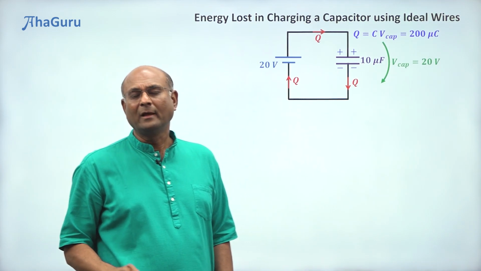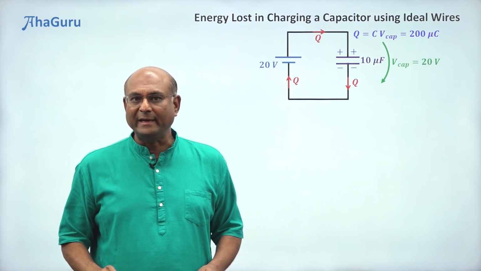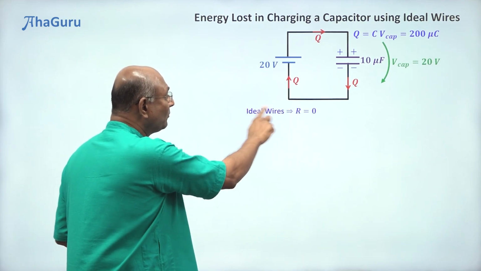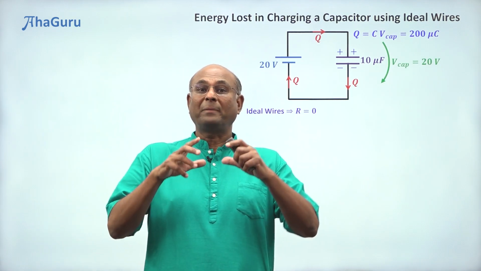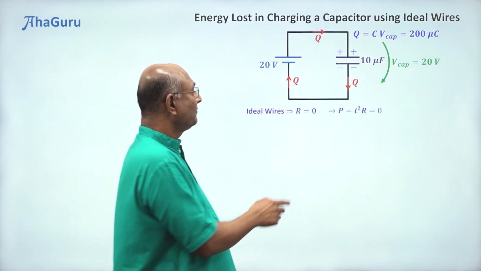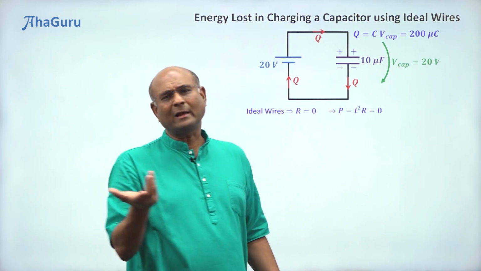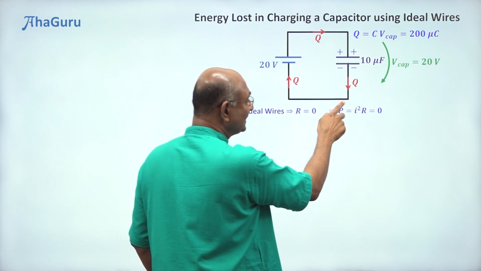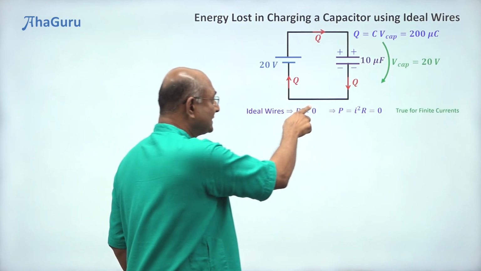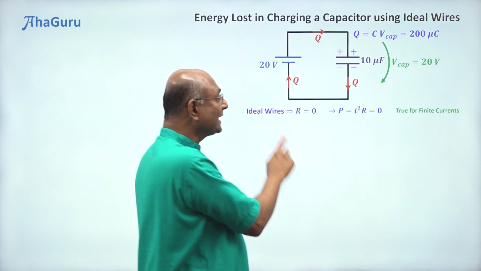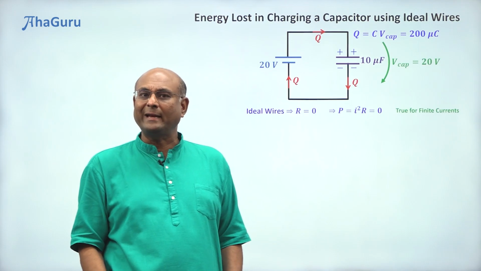Why do people say ideal wires should not dissipate any heat? Because ideal wires have zero resistance. And what is the formula for power dissipated by a resistor? Well, it is I squared R. R is 0, so I squared R must be 0, assuming I is finite. So this statement is correct, but it is correct for finite currents. And usually people think current must be finite.